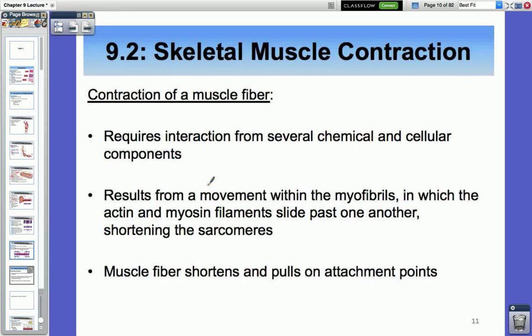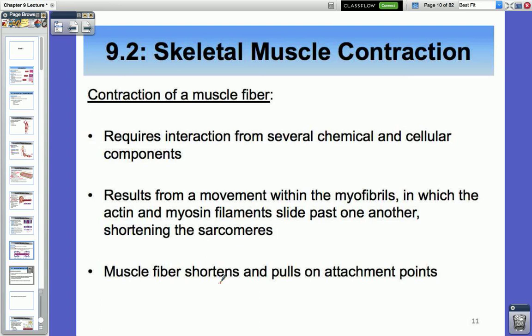Okay, so when we're talking about actually contracting a muscle, the first thing that you may think about, we have to have some type of connection between a chemical and a cellular level. And when this happens, the actin and myosin are going to bind to each other. The myosin will then pull on the actin, and they will shorten, basically.